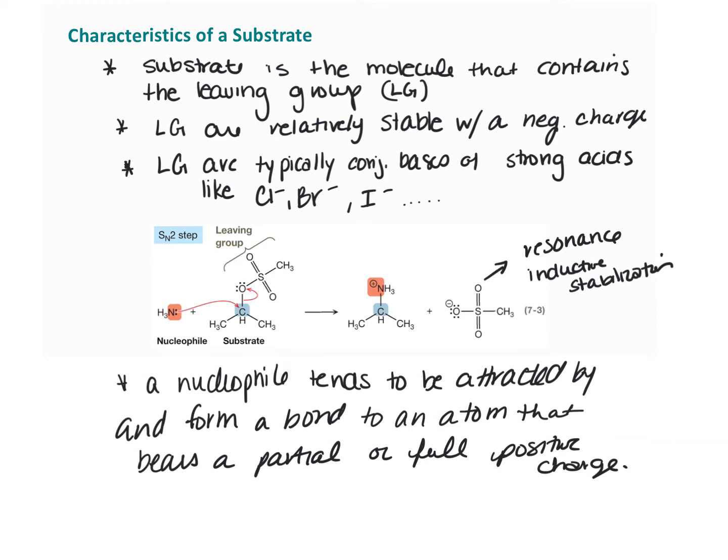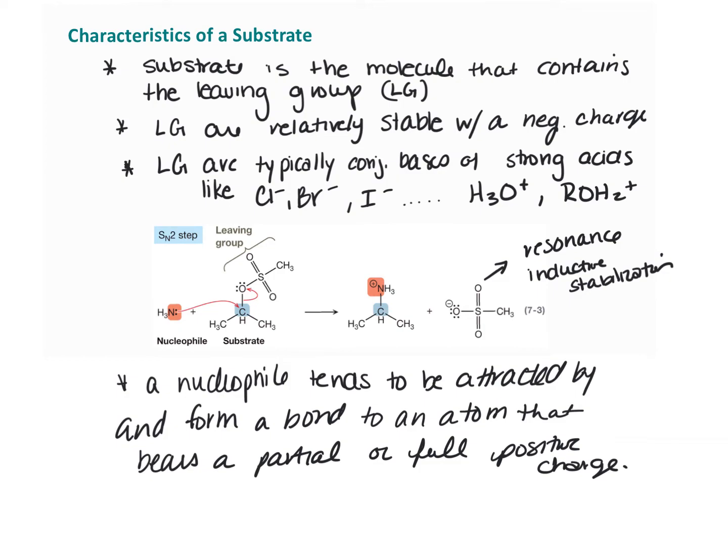Water and alcohols are also common leaving groups too, because they're the conjugate bases of strong acids. That would be things like H3O plus and ROH2 plus respectively. So those are a couple of the leaving groups that you're going to see through here.